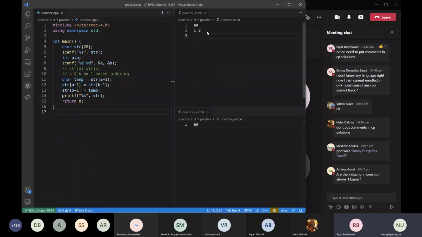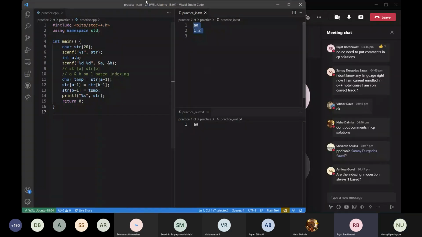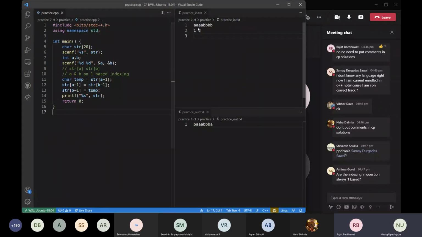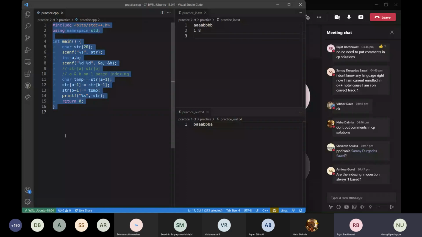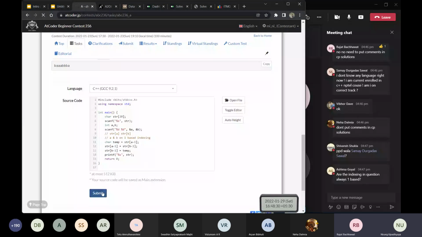Now swapping A with A will give the same string again. So this is also working. And the last one is also working, because if we swap the first and the eighth one, B and A are swapped. So this code is working pretty fine. I am confident that it will pass in the given time complexity. So let's just go ahead and submit it. I will just submit this code over here.